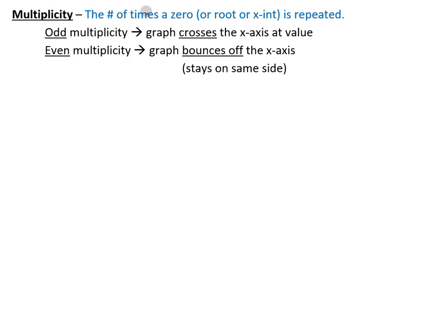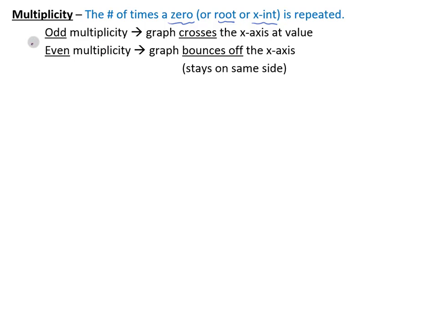Okay, multiplicity is the number of times an x-intercept, also called a root or zero, is repeated. So let's say if we're solving something and we get the answer 2 twice, that would mean we have a multiplicity of 2 because it's repeated twice. It's the number of times an answer is repeated, essentially.